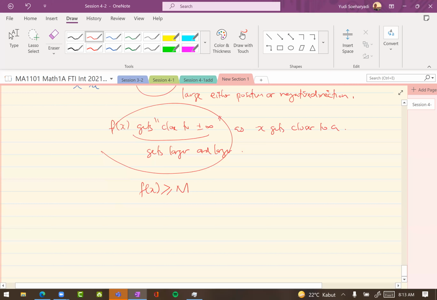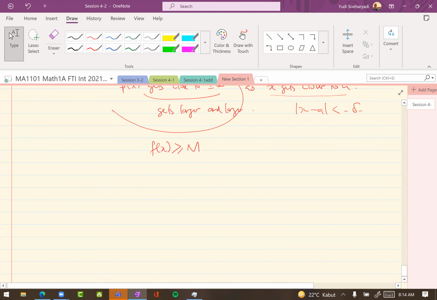In our notation, M is large, epsilon is small. So this one gets closer. Okay, so what is this one here? This is what we call delta. In other words, this is how we define this limit.